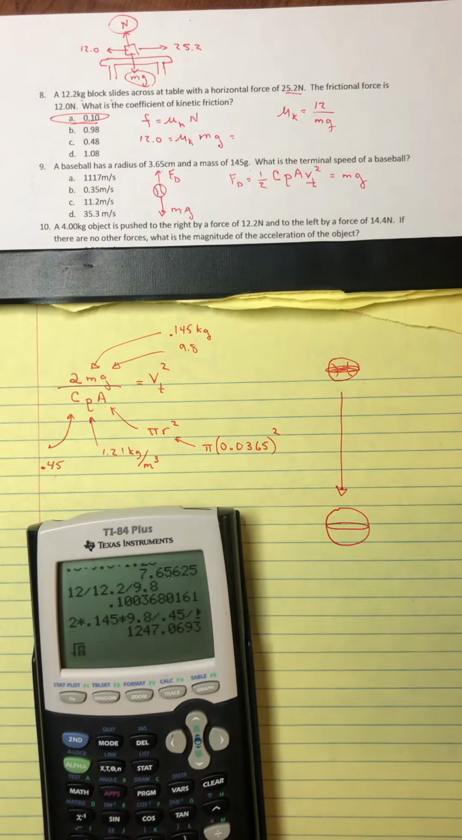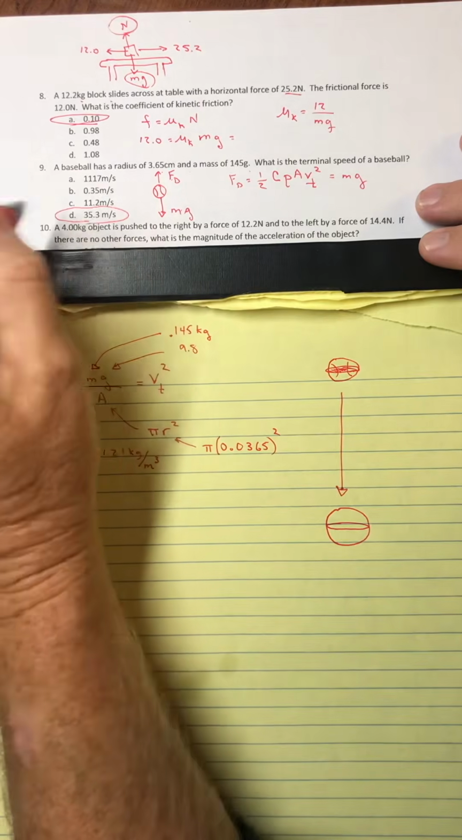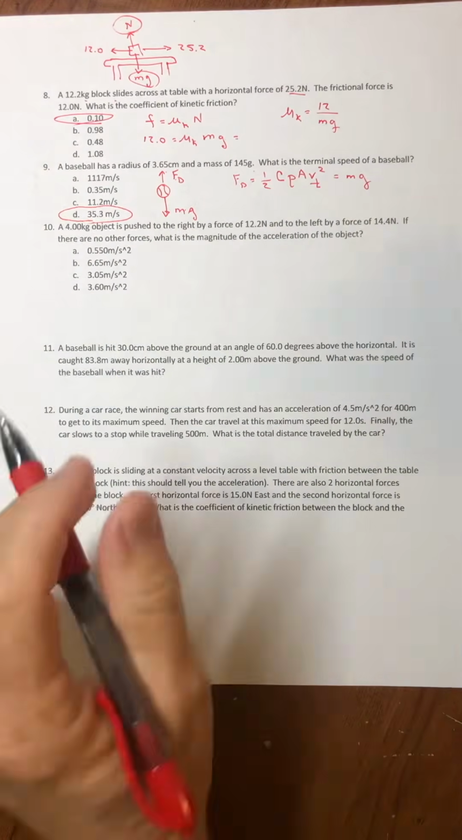So one last step, taking the square root gives me 35.3. And so D would be the answer to that one.